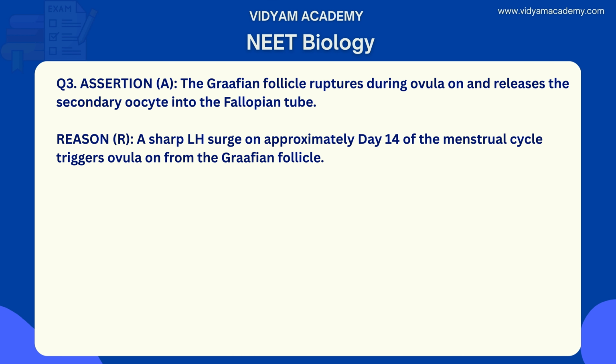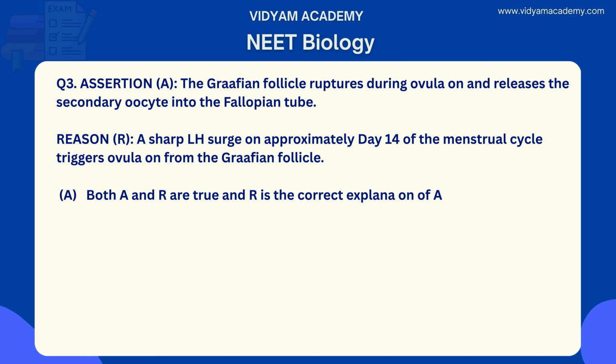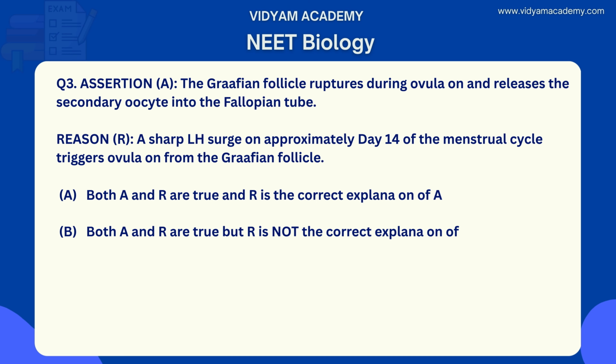Reason R: a sharp LH surge on approximately day 14 of the menstrual cycle triggers ovulation from the Graafian follicle. Option A, both A and R are true and R is the correct explanation of A. Option B, both A and R are true but R is not the correct explanation of A. Option C, A is true but R is false. Option D, A is false but R is true.